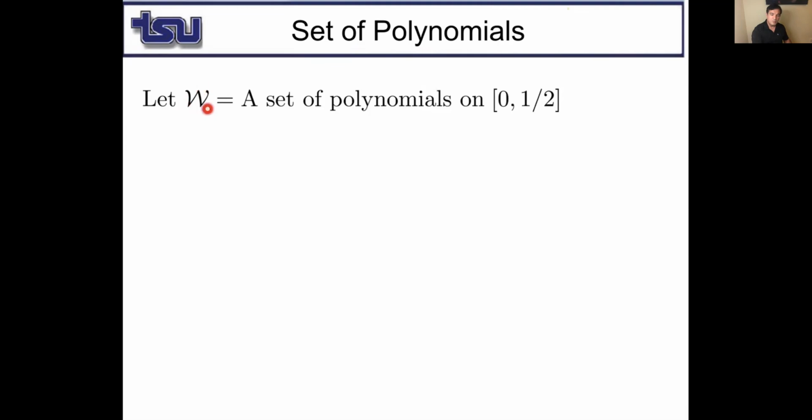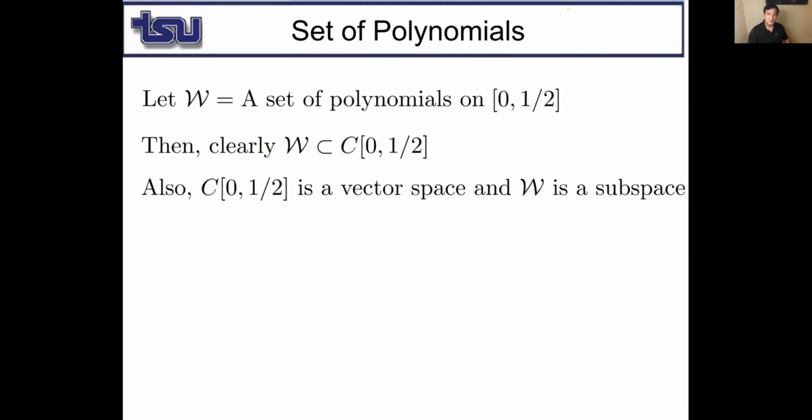Think about W, a set of polynomials on this interval. Clearly W is a subset of the set of continuous functions, because all polynomials are continuous. We know that the set of continuous functions is a vector space, and we know that W is a subspace. How? Because if you have two polynomials, you end up with another polynomial, and if you multiply a polynomial by a scalar, you end up with another polynomial.